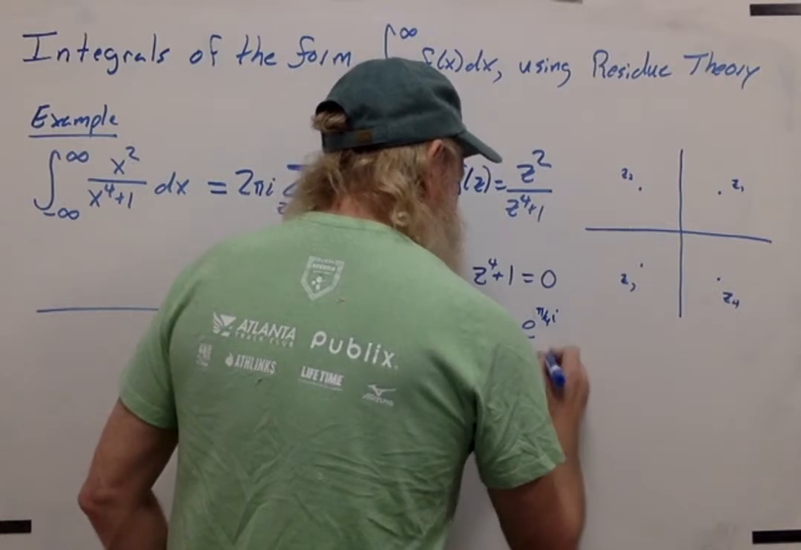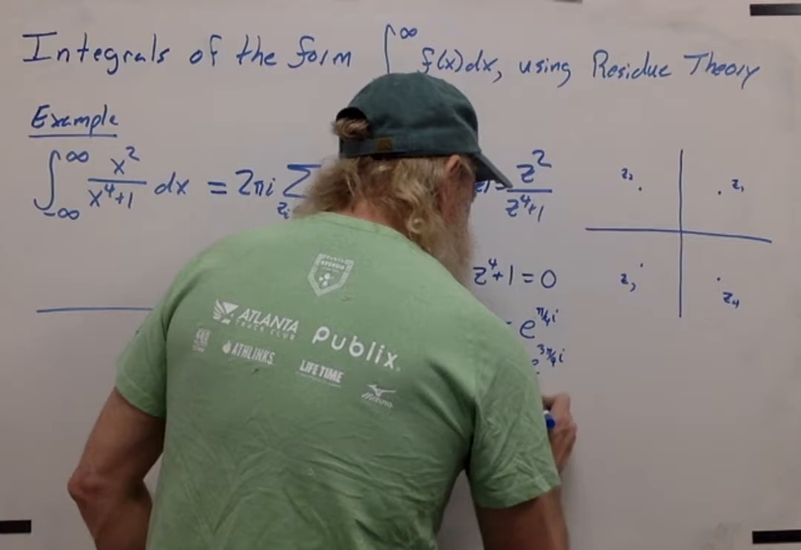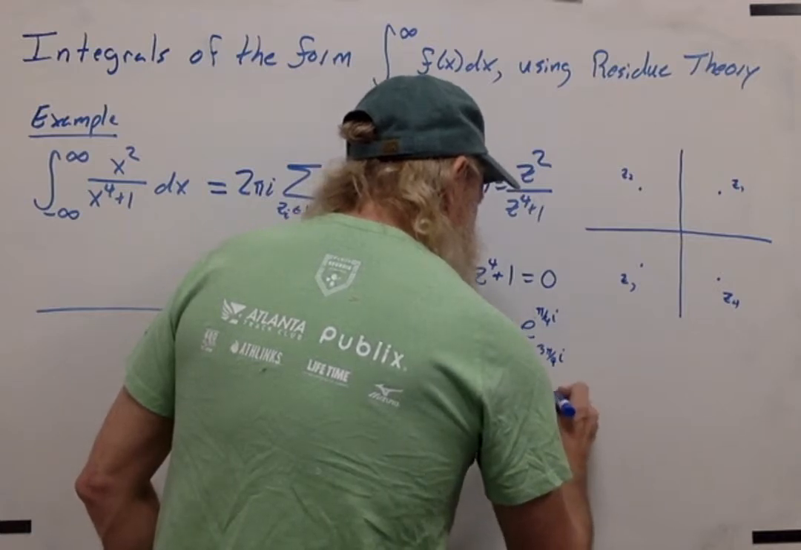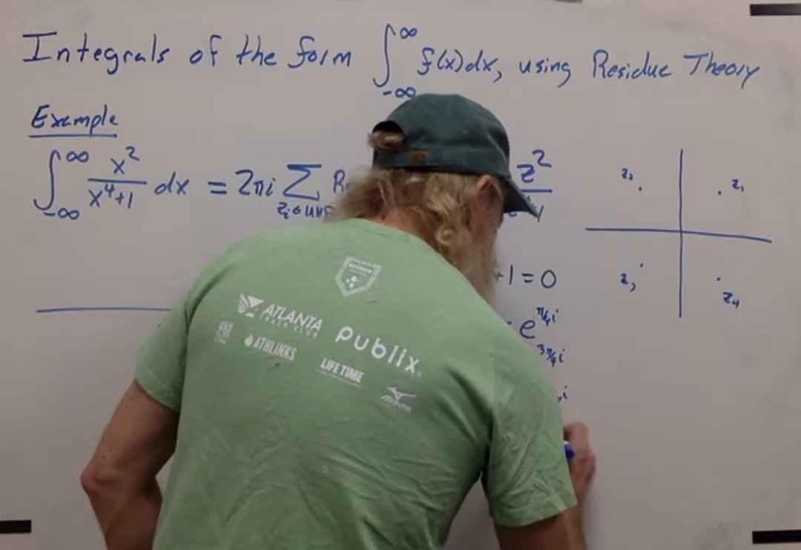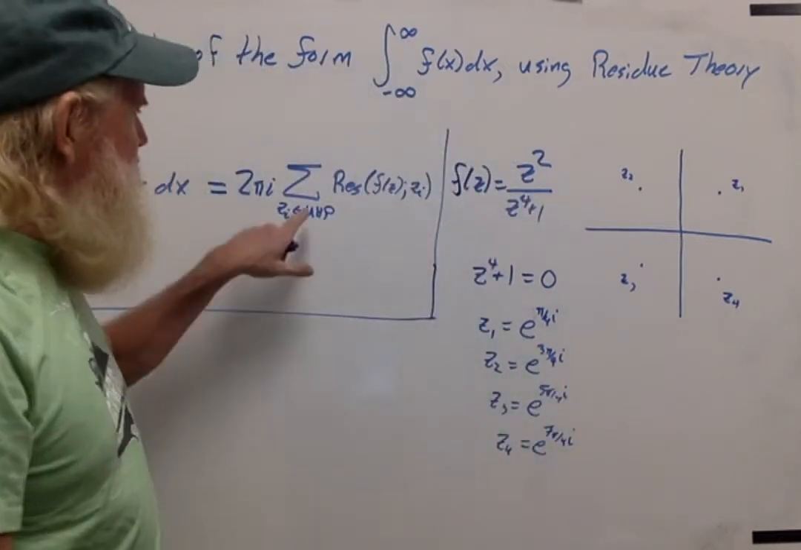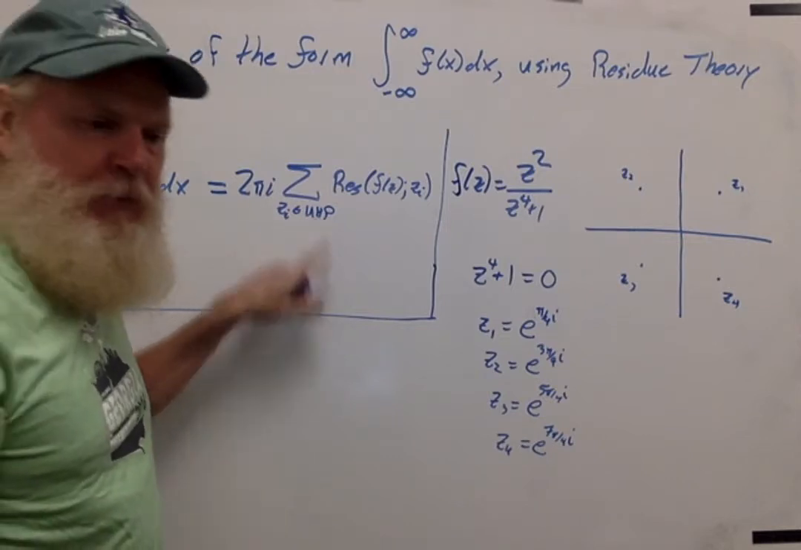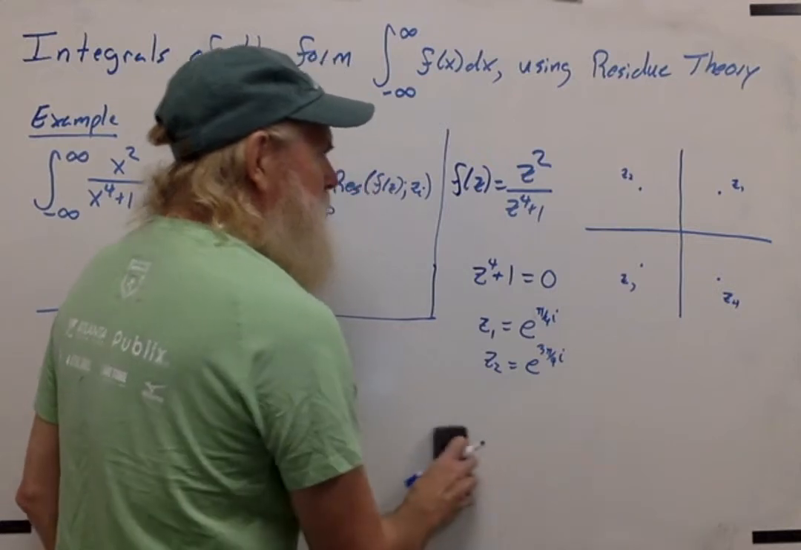z2 is e to the 3 pi over 4 i. z3 is e to the 5 pi over 4 i. And z4 is e to the 7 pi over 4 i. Now, since I only care about the poles in the upper half plane, we're just focusing on z1 and z2.